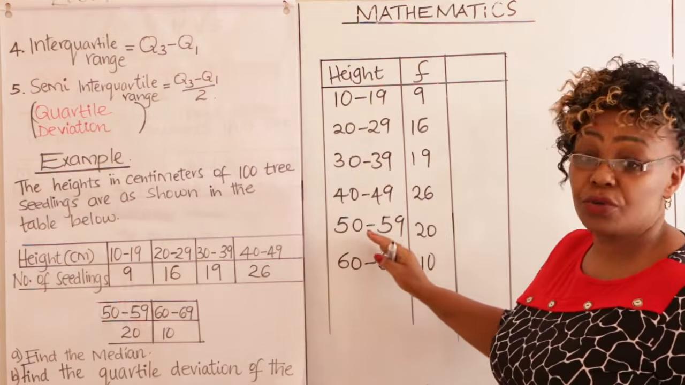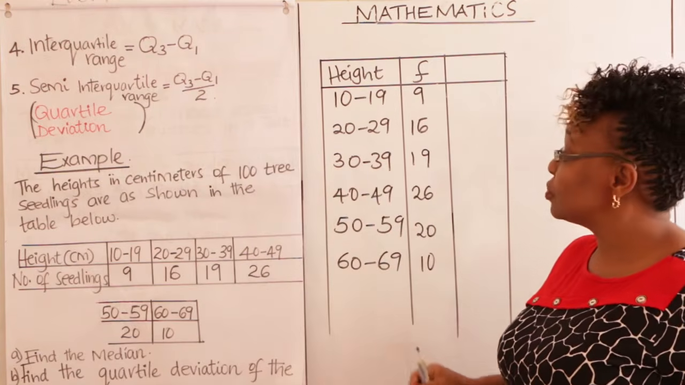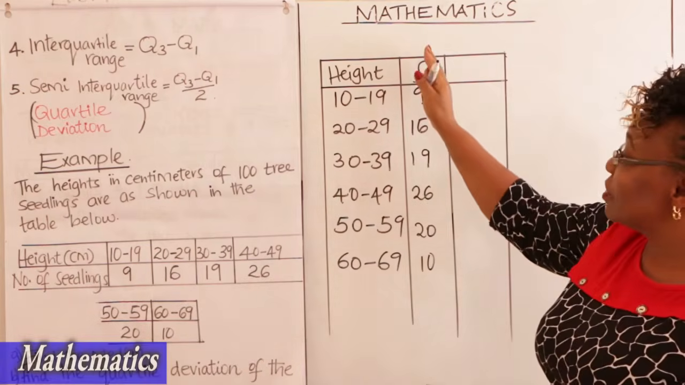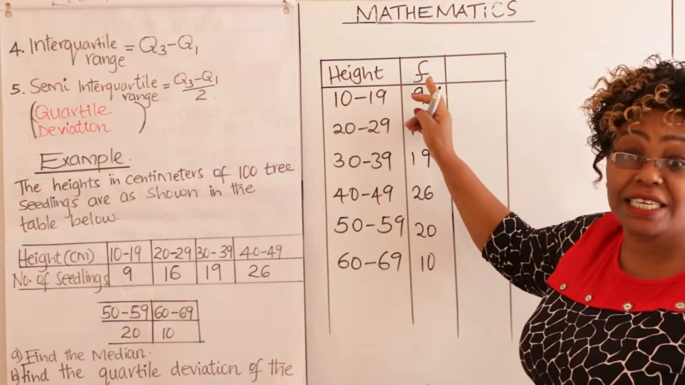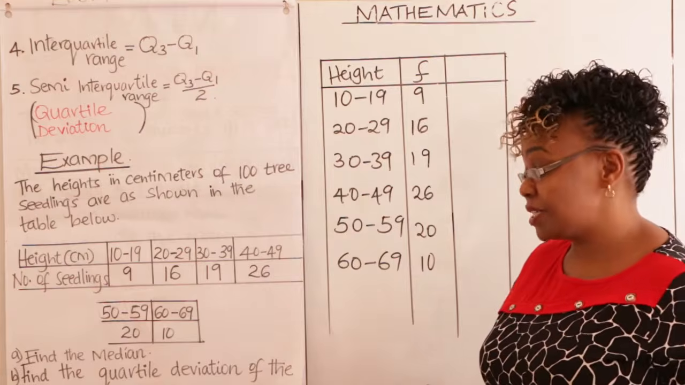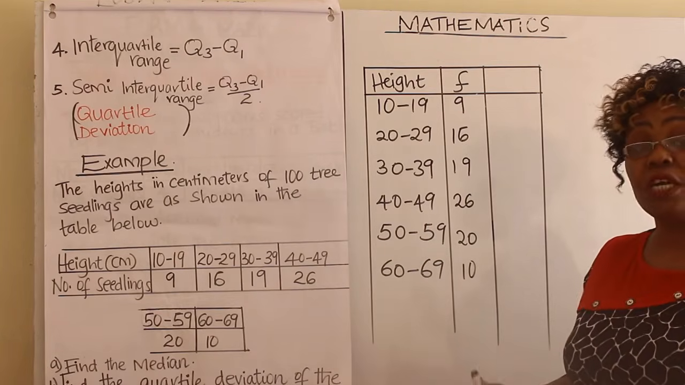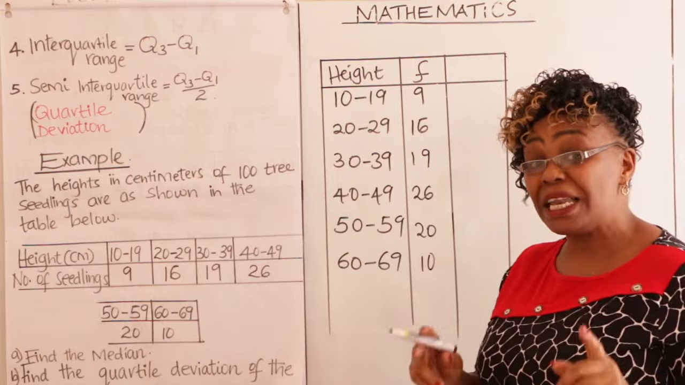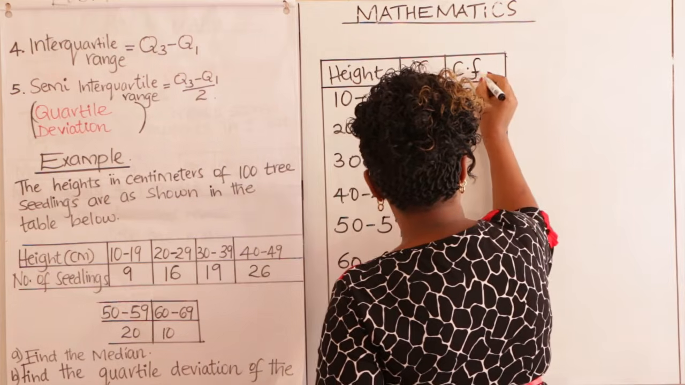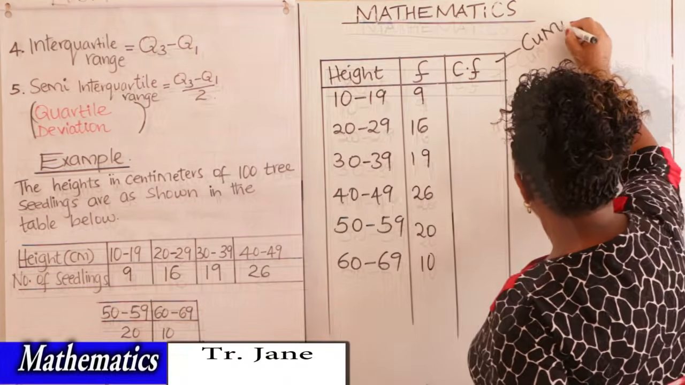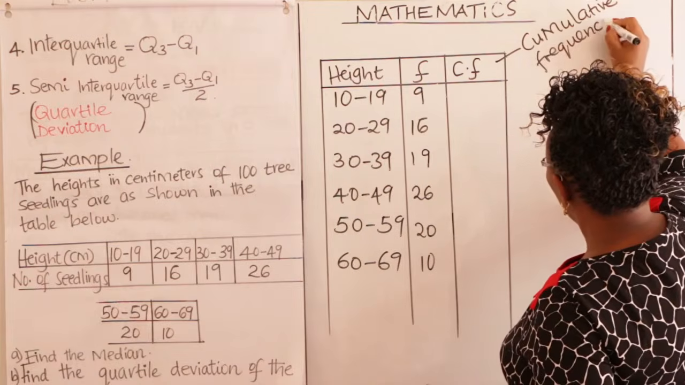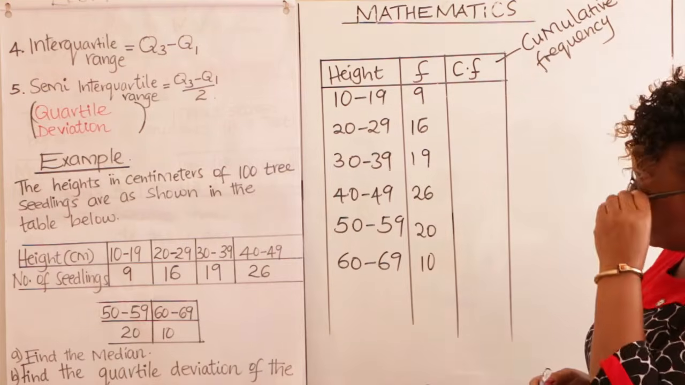So you need to draw this frequency distribution table. You put your classes here for the heights, and then the number of seedlings that will take that as frequency. So learner, for us to be able to calculate any quartiles, whether median or the others, you need to put down a column for cumulative frequency, CF, cumulative frequency, column. So you did this in form 2.